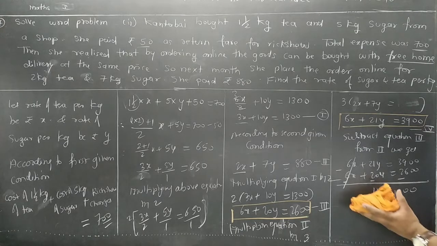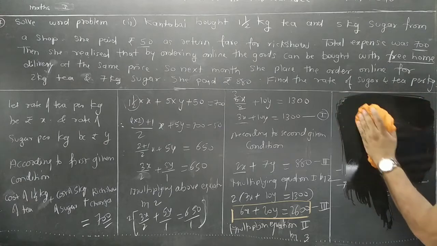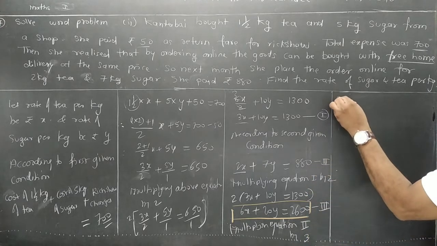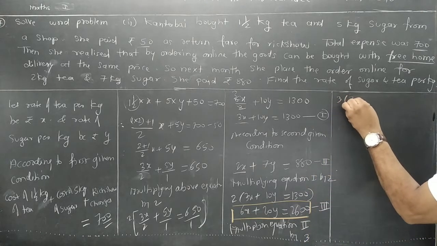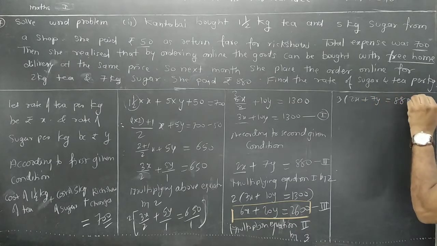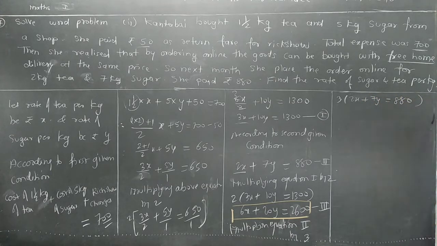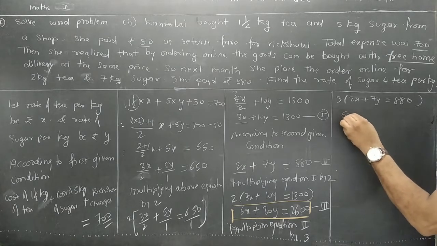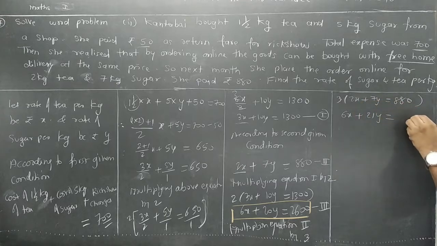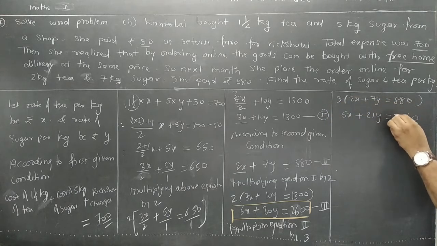If we made some mistake over here, I will cut it. Okay? Multiply equation 2 by 3. So 3 in bracket 2x plus 7y is equal to 880. Here we made a mistake actually. It becomes 6x plus 21y is equal to 2640. 3 8s are 24, plus 26. This is equation number 4.